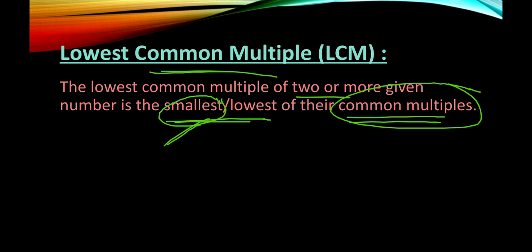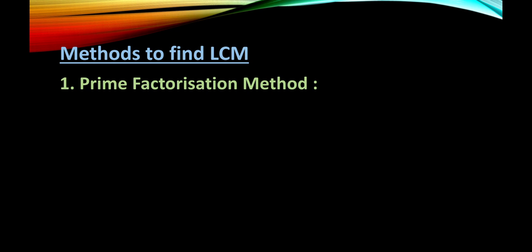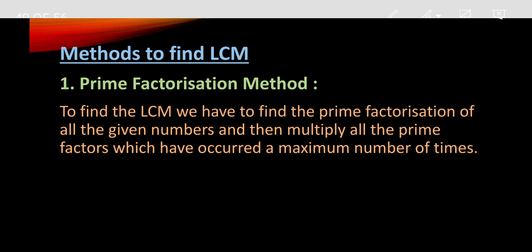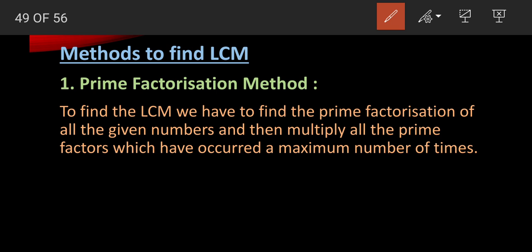So there are some methods to find LCM. The first one is the prime factorization method. To find the LCM with the help of the prime factorization method, we have to find the prime factorization of all the given numbers. Then we have to multiply the prime factors which occur the maximum number of times.